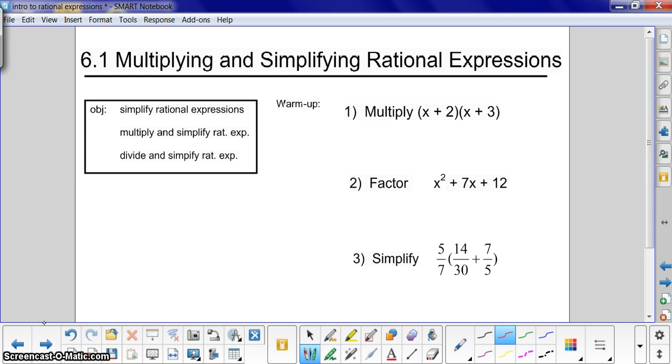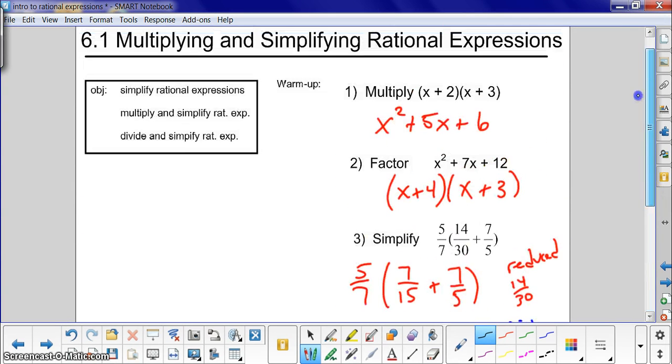So 6.1, multiplying and simplifying rational expressions. Do me a favor, let's just review a little bit before we get going. So take 2 or 3 minutes and see if you can do the warm-up problems. Multiply, factor, and then simplify this fraction equation over here. So take a few minutes and I'll do the same. See you in a couple.